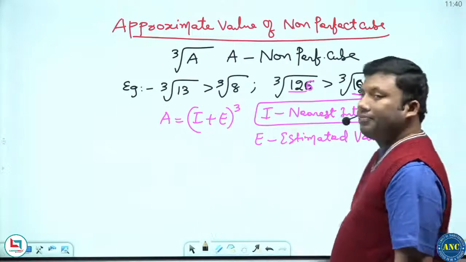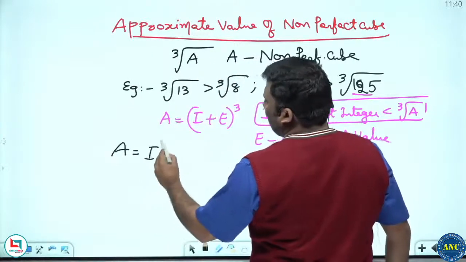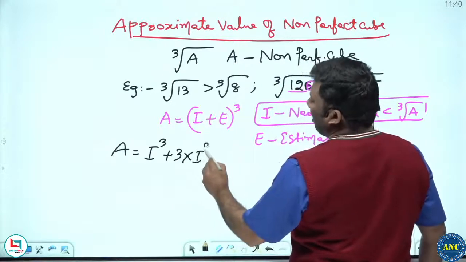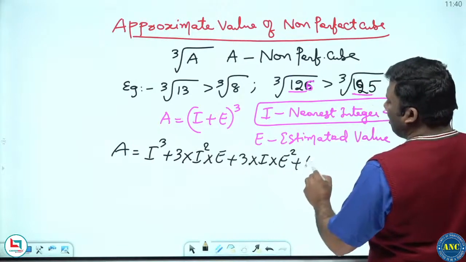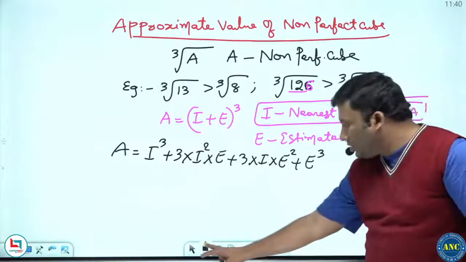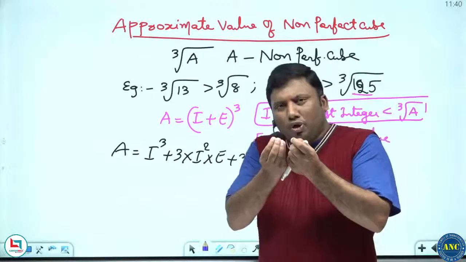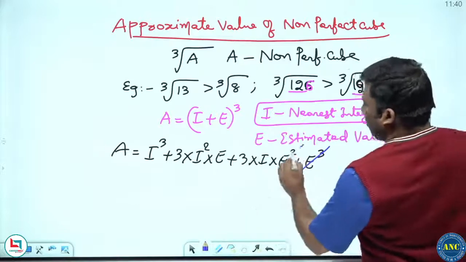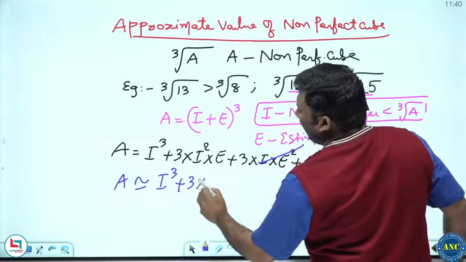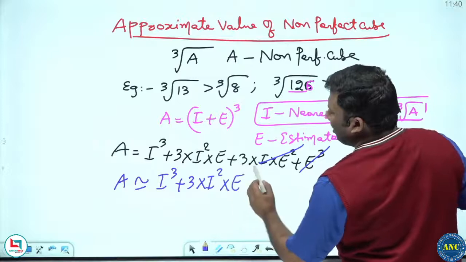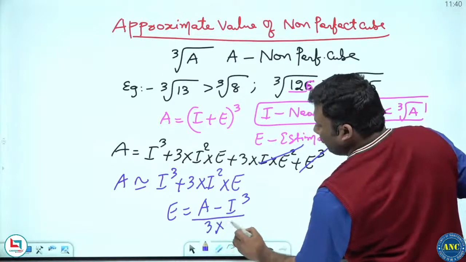Now see here. a is (I plus e) whole cube. (a plus b) whole cube is a cube, next is 3a square b, next is 3ab square, and next is b cube. Now listen carefully. These are all very small values, since the cube root of 10 is 2 point something. So I can approximate by taking the first two terms, I cube plus 3 I square into e. So e is a minus I cube divided by 3 into I square.